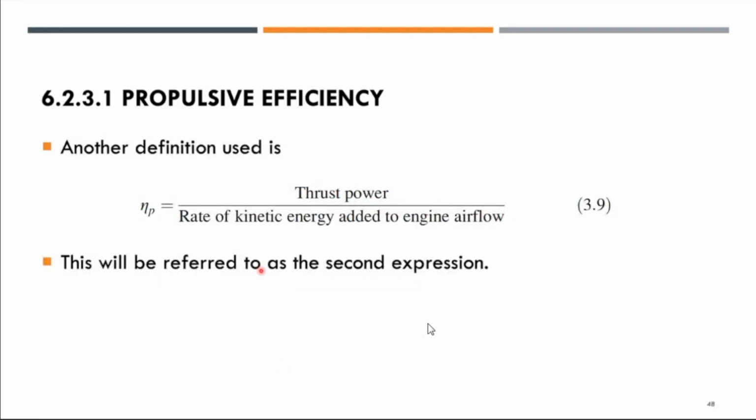Another definition being used in the literature, or in the manufacturing of aero engines, is the ratio of the thrust power to the rate of kinetic energy added to the engine airflow, equation 3.9, and that is what was defined in our earlier explanation. So this will be referred to as the second expression. The first expression and the second expression are denoted by equation 3.9. The first expression is 3.8a or b, and the second expression is denoted by 3.9.